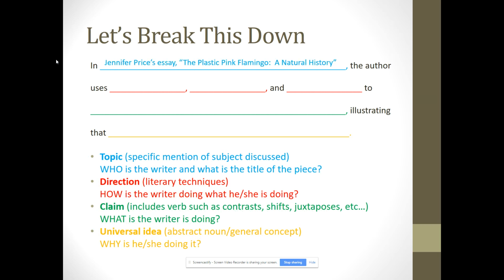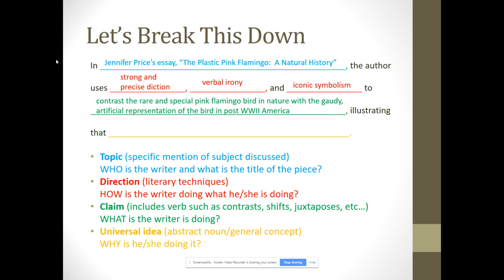Now that we know what each color means, let's look at the example again. In Jennifer Price's essay, The Plastic Pink Flamingo, A Natural History, the author uses strong and precise diction, verbal irony, and iconic symbolism to contrast the rare and special pink flamingo bird in nature with the gaudy artificial representation of the bird in post-World War II America, illustrating that modern American culture has superficial and materialistic priorities.